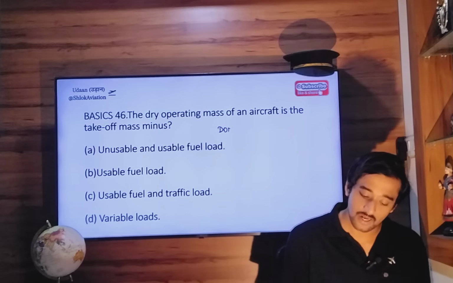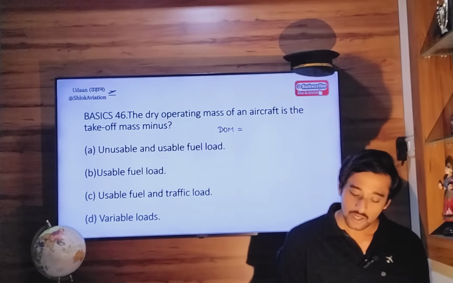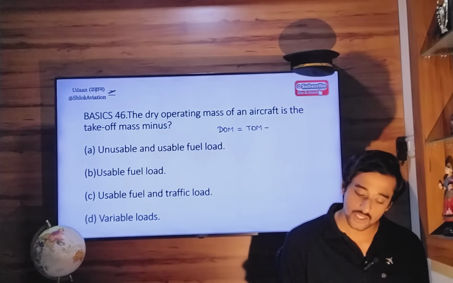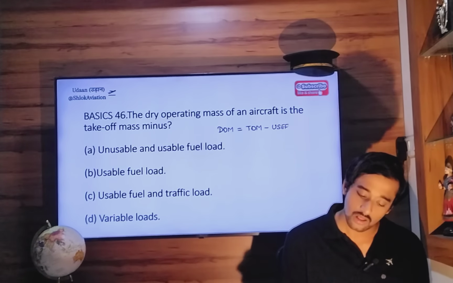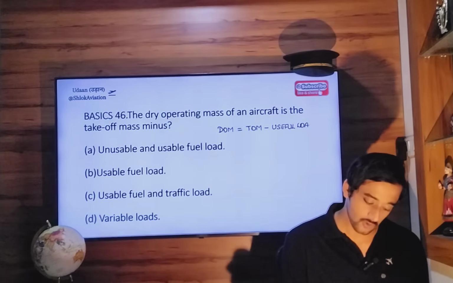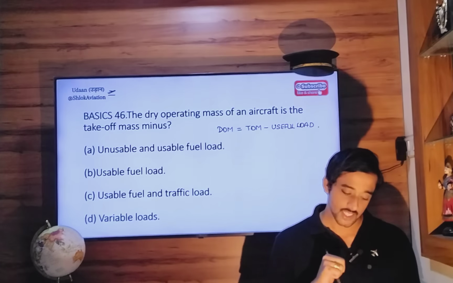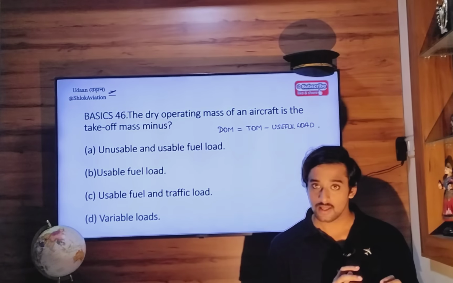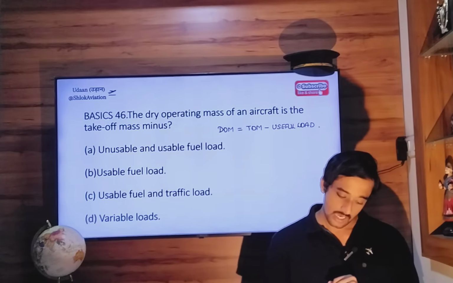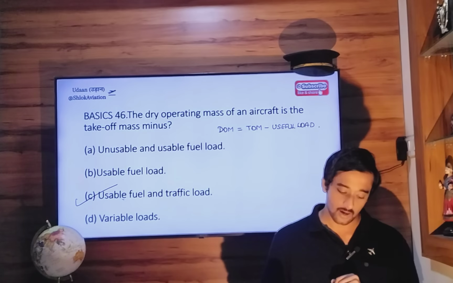So just now we did one numerical based on this formula. Dome equals takeoff mass minus useful load. So the useful load is made of two parts, that is usable fuel and traffic load. So option Charlie is the right answer.